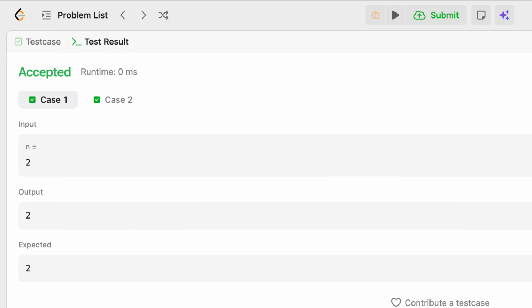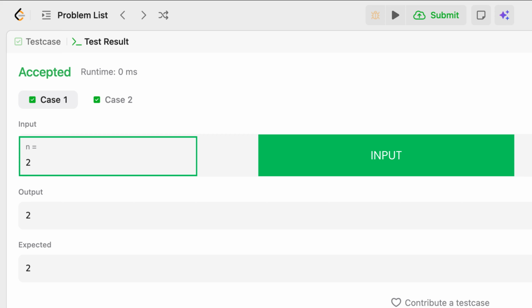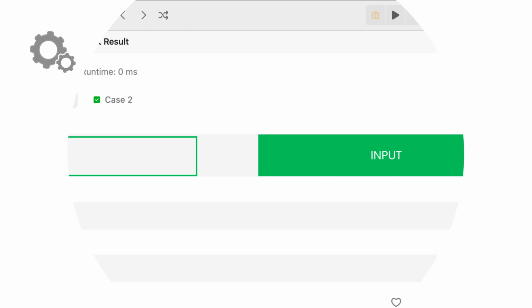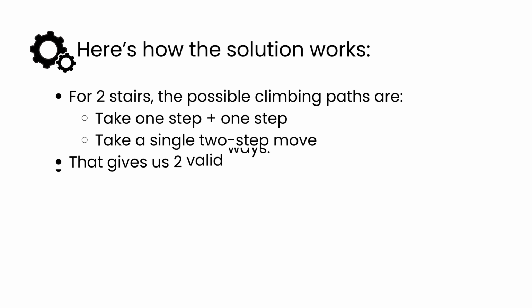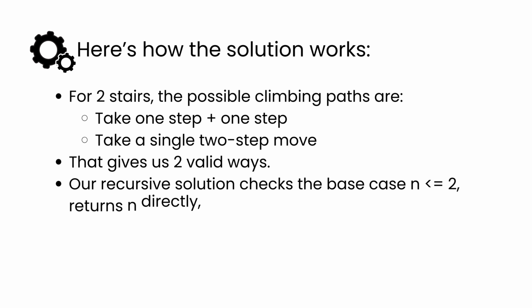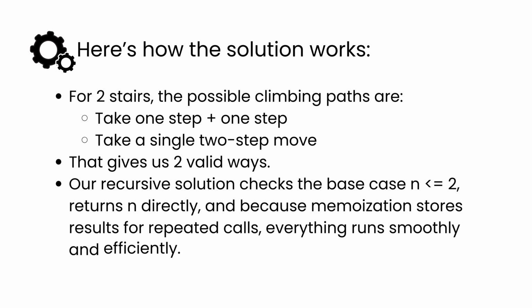Solution 1. Test case 1. Let's test our function using this input: 2. Here, n represents the total number of stairs, and we want to know how many distinct ways someone can climb to the top if they can take either 1 or 2 steps at a time. For 2 stairs, the possible climbing paths are: take 1 step plus 1 step. Take a single 2-step move. That gives us 2 valid ways.